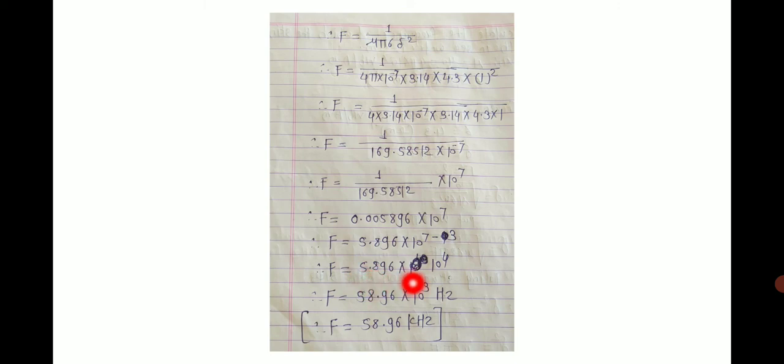But these terms we write as 10 to the power 3. That's why the point will be shifted to the right-hand side. That means f is equal to, let's see the second last equation, f is equal to 58.96 into 10 to the power 3 hertz, and we write 10 to the power 3, that means we write it as kilohertz, so f is equal to 58.96 kilohertz.